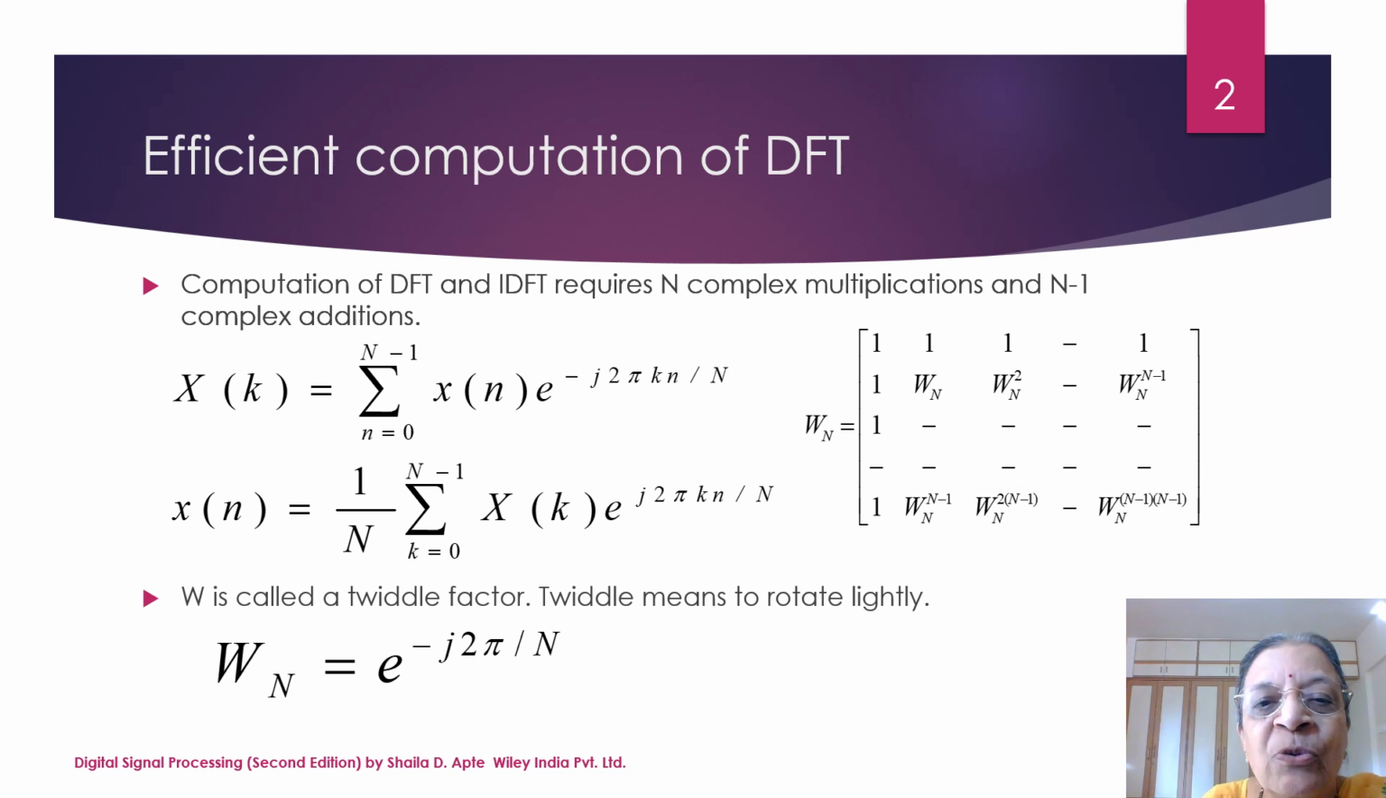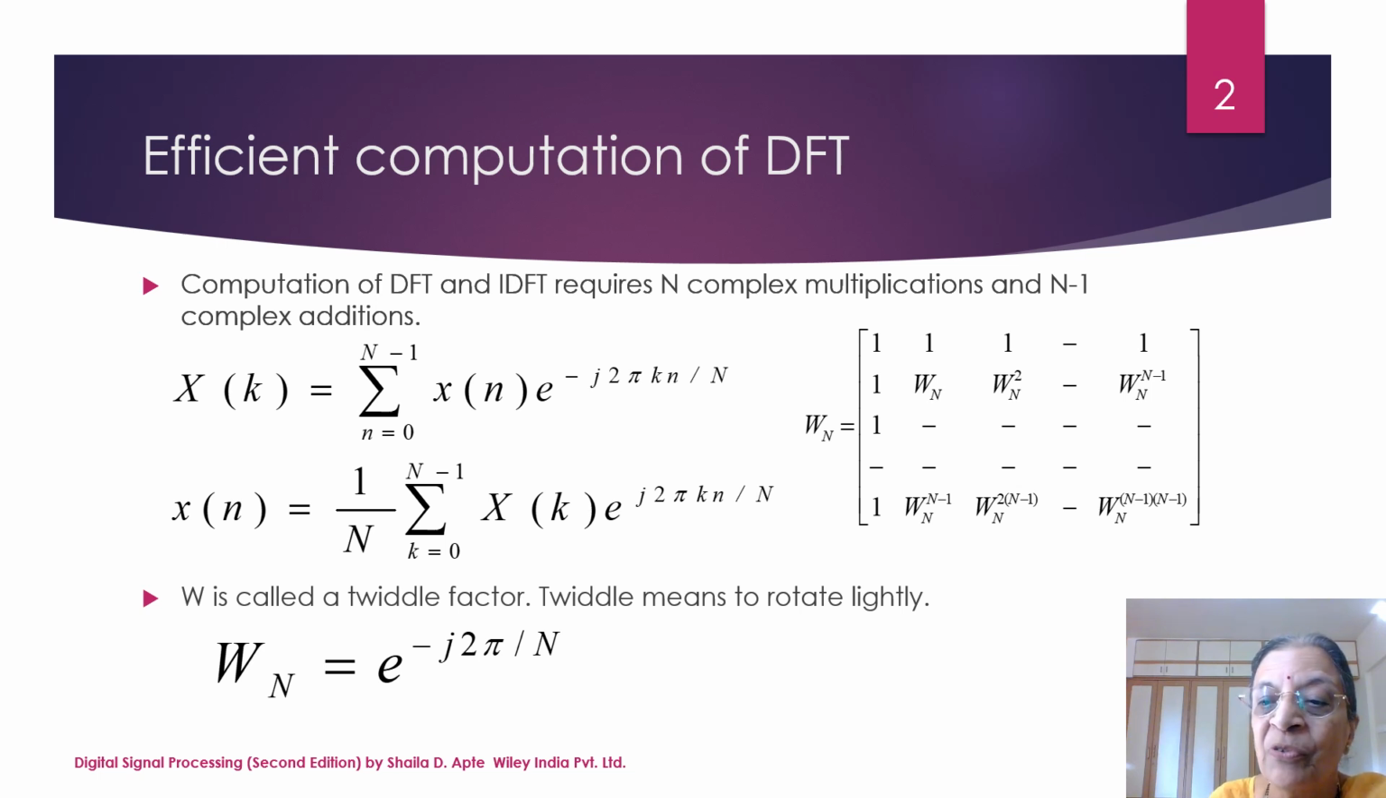So this e raised to minus j 2 pi by capital N, this particular term is called W. And the base of this is capital N. And if you have to write the k into n factor, we'll write it at the top of W, as the superscript. So W_N is a twiddle factor e raised to minus j 2 pi by capital N.